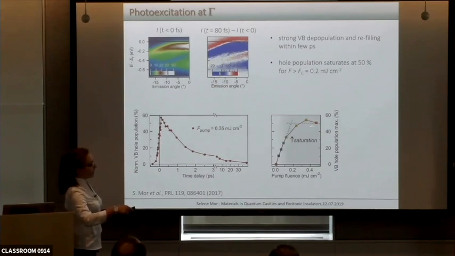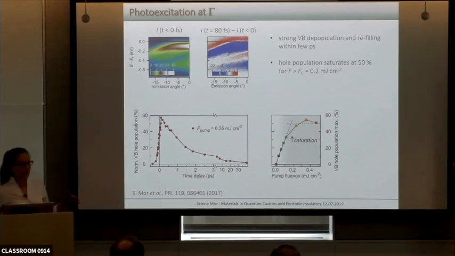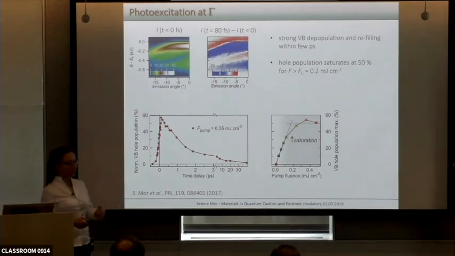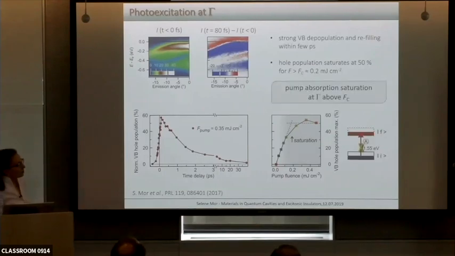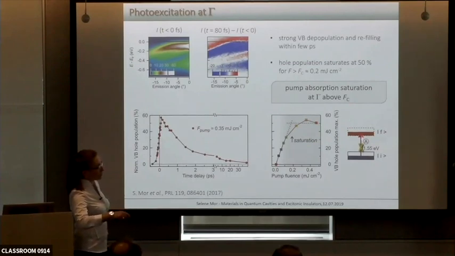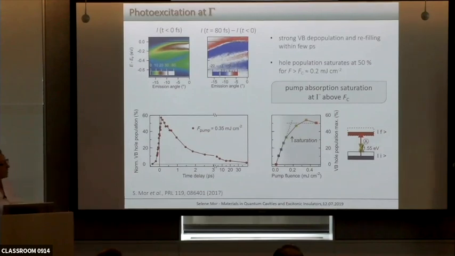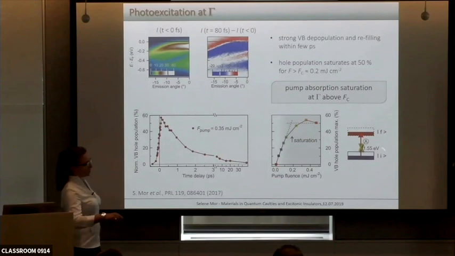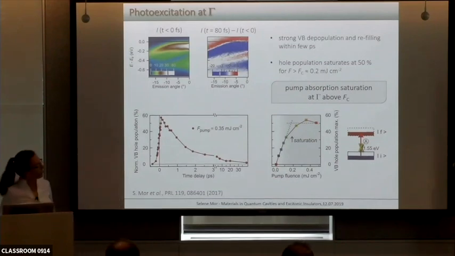Now we follow this hole population build-up, and we found that it depends on the excitation density, but at a critical fluence Fc of approximately 0.2 millijoule per square centimeter, the hole population buildup saturates at 50%. And no matter how much higher you pump, you don't create further holes in the valence band top. So we interpreted this as an effect of pump absorption saturation of this transition mechanism A at the gamma point above Fc. Meaning that above this, no further electrons can be excited from the valence band top.